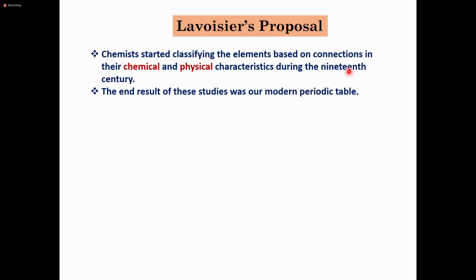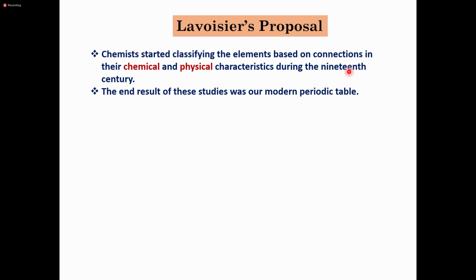What is the state of the metal? We know there are liquid state, solid state, amorphous state, and gaseous state. So these are the physical properties. According to these physical properties and chemical properties, they classified these elements. So the end result of these studies was our modern periodic table.